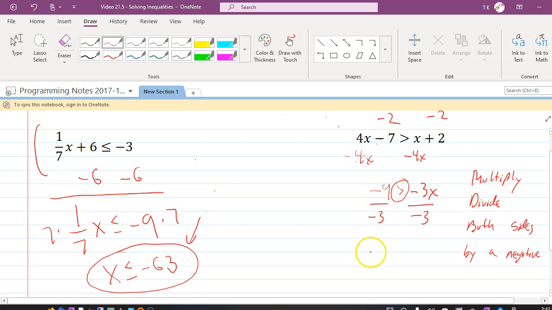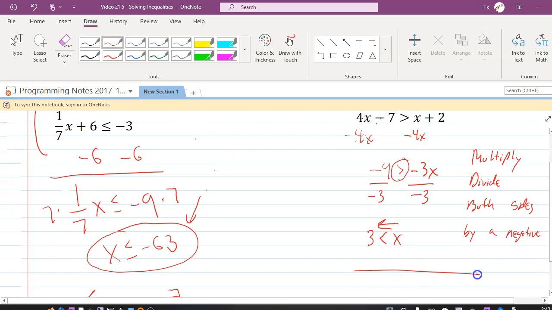This left side works out to be +3. The direction of this inequality flip-flops. 3 is less than x, or if I read it the other way, x is greater than 3. To graph this, there's 3, and if I want all the x's greater than 3, so 4, 5, 6, 7, 8, and so on. I only flip the direction of the inequality if I multiply or divide both sides by a negative.